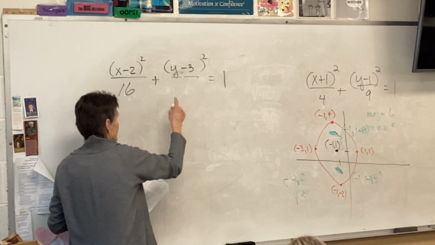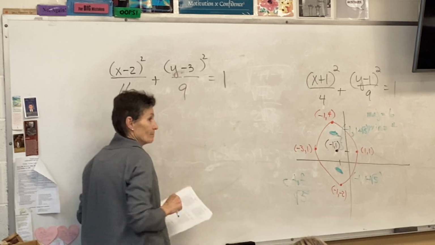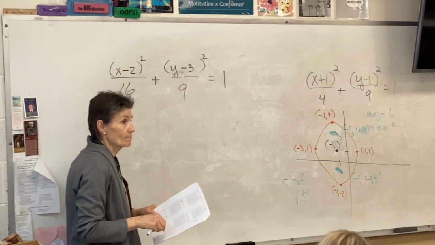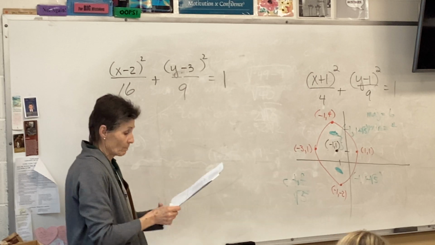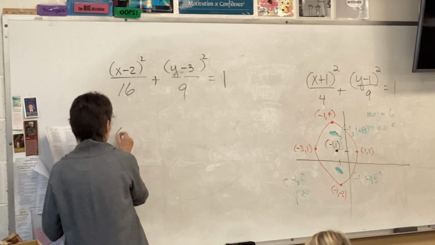Which means done. Is that always equal to 1? Always. Standard form of the ellipse, going to be equal to 1. Boy, that was easy. All right, let's look at the next one.